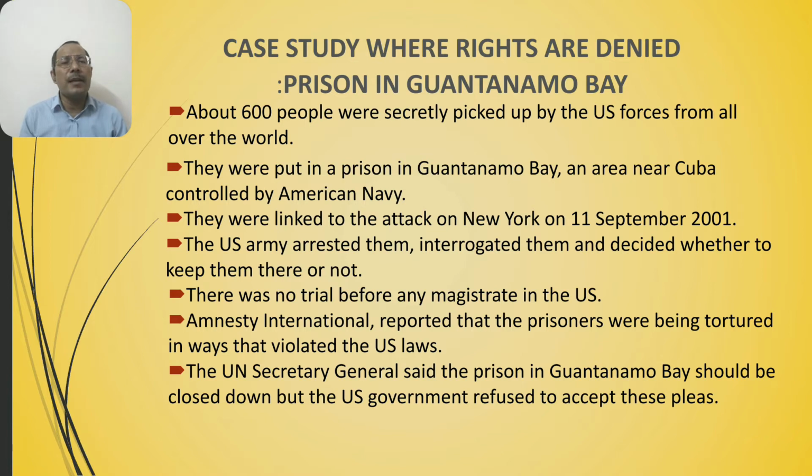There was no trial before any magistrate in the US. Amnesty International reported that the prisoners were being tortured in ways that violate US law. The United Nations Secretary General said the prison in Guantanamo Bay should be closed down, but the US government refused to accept these pleas, and the case goes on. Many of the people were released, but even today it is not clear whether the prison is closed or not. Nobody knows the reality, because that is a very secured area and the press and others are not allowed to move in that direction or to Guantanamo Bay.